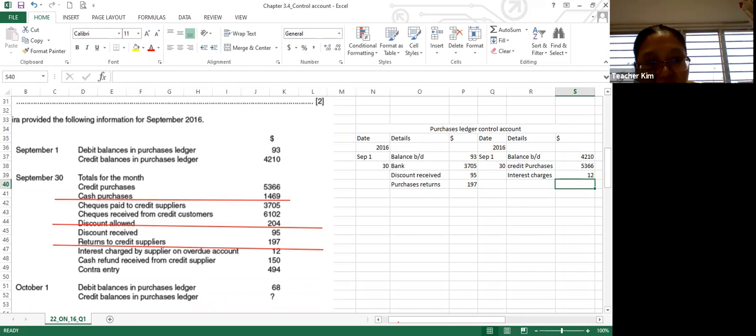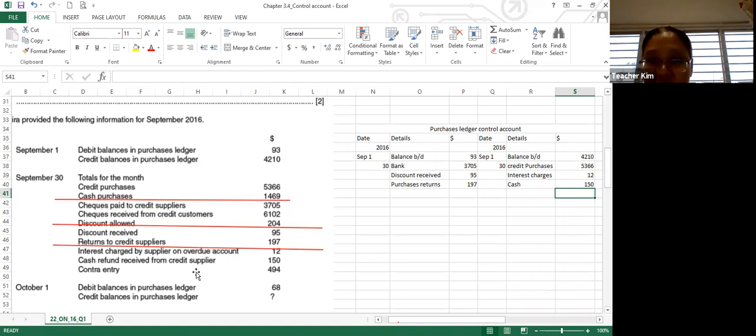Next, cash refund received from the credit supplier. That means the supplier pays the money to us. So this is cash we receive, because cash refund received is money that we receive from the supplier. Receive the cash, 150.